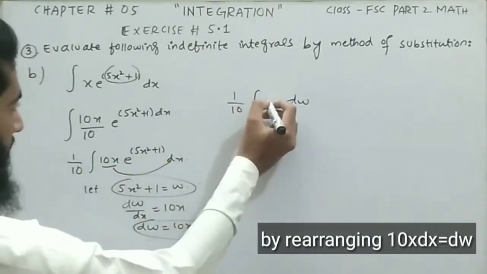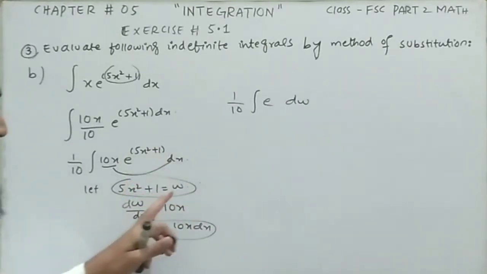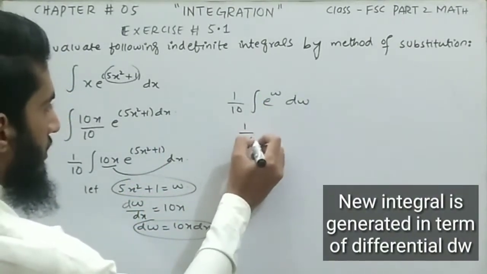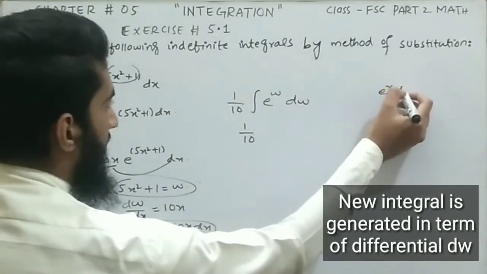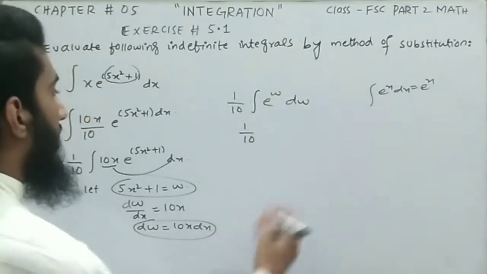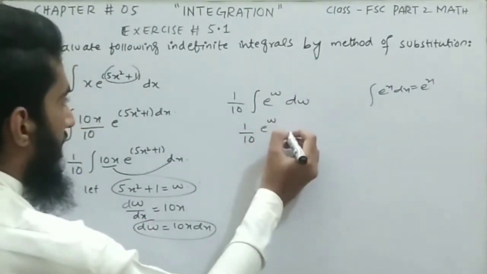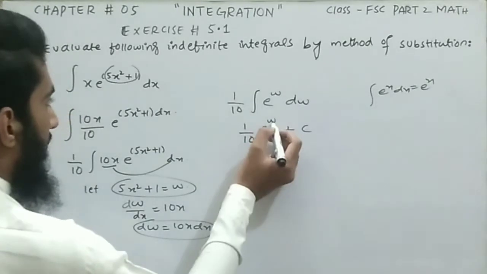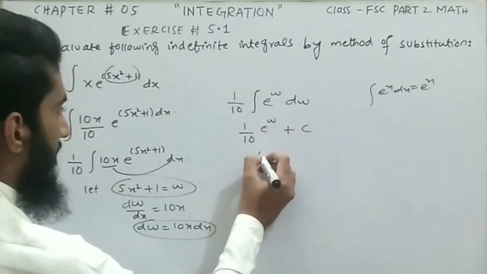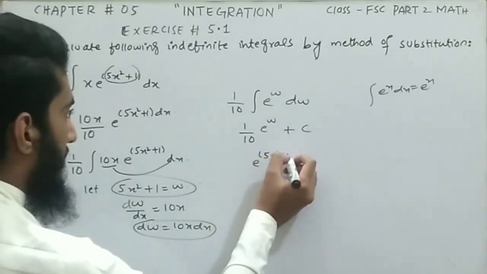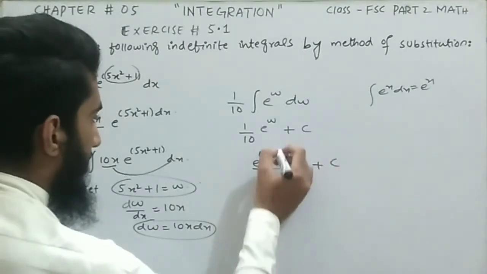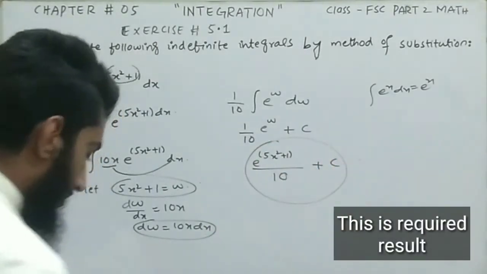And e power 5x square plus 1, we suppose w. So it is very easy now. You know that the integral of e power x dx is always equal to e power x, so the integration of e power w dw will be e power w plus constant of integration. Now replace the w with the original variable 5x square plus 1. So it becomes e power 5x square plus 1 divided by 10 plus constant of integration. So this is actually the required and desired answer.